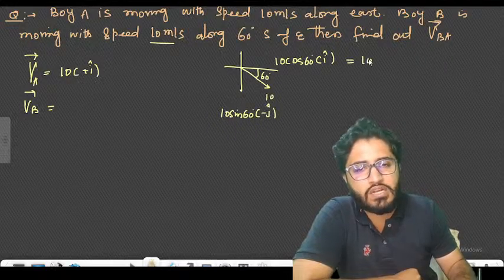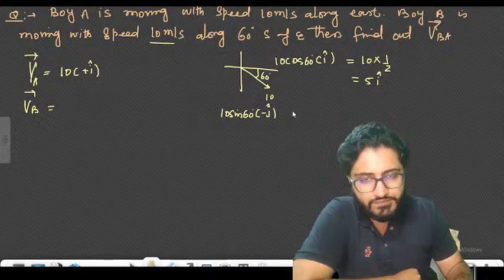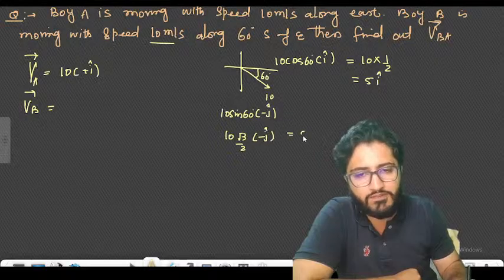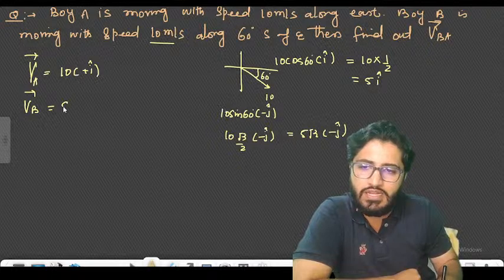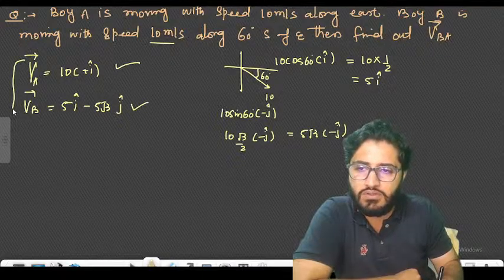So 10 cos 60 is how much? It is 1 by 2, which came out to be 5 i cap. 10 sin 60 is root 3 by 2, minus j cap. So my answer came out to be 5 root 3 minus j cap. So here I will write 5 i cap minus 5 root 3 j cap. So VA I have, VB I have now.